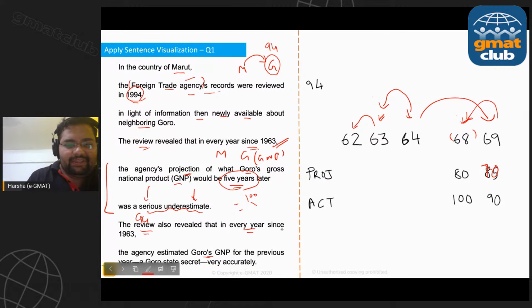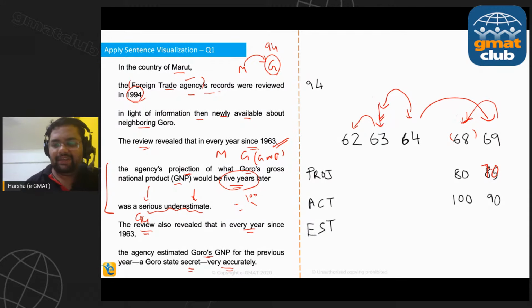But they're doing this estimation. It is a state secret, that's understood very, very accurately. This 'very accurately' is very important. It tells me that whatever this other estimate is, it's damn accurate. So in 1963, if the actual GNP was 100, the estimate was spot on. It was also 100. This is what it means, right?